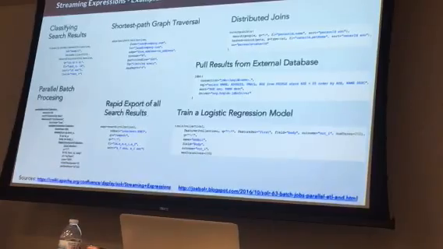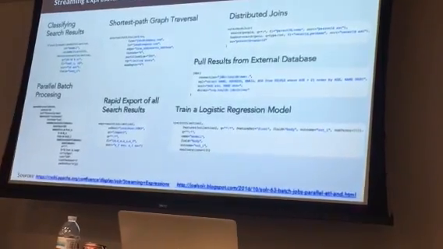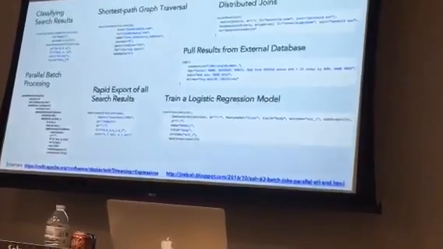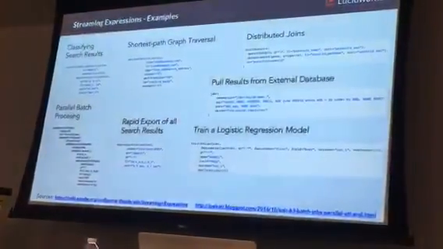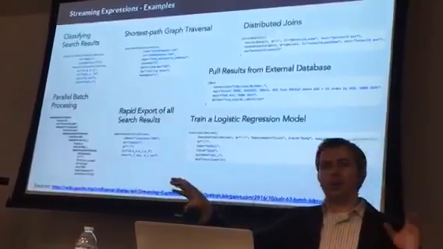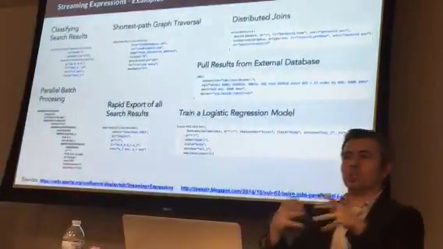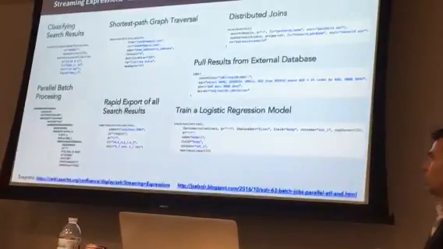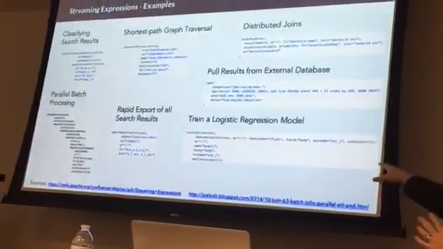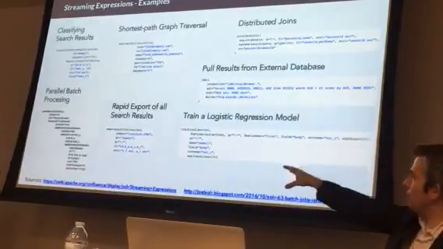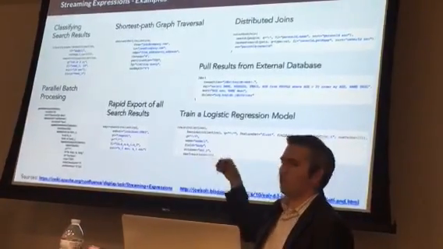This next one is a distributed join. So I run a query and I need to do a join across 2 different collections and bring the results back. The one below it is pulling results from an external database. So I can run a query, use JDBC to pull data from an external database, join those results and do something interesting with them, and then return that from Solr. Down here is an example of training a logistic regression model. This middle one is rapidly exporting all search results.